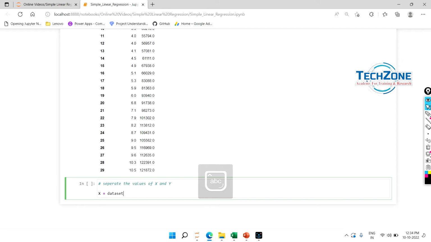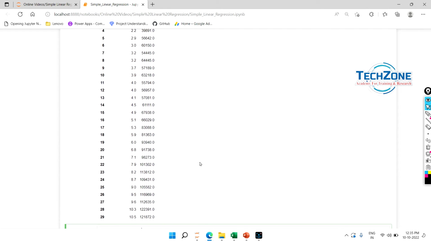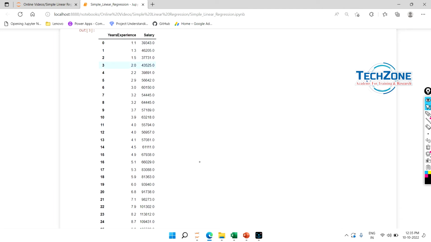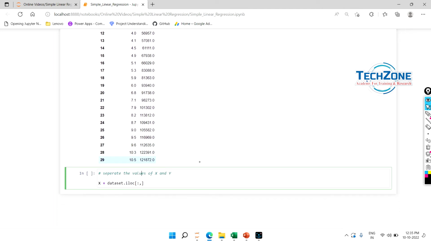X equals dataset.iloc. Colon comma. So what does this colon comma mean? Colon comma means we need all the rows, all the 30 rows. We don't have 29 rows, it is starting from 0, 1, 2, 3, 4, 5, till 29. So how many data points do we have? We have 30 data points. We need all those 30 data points.